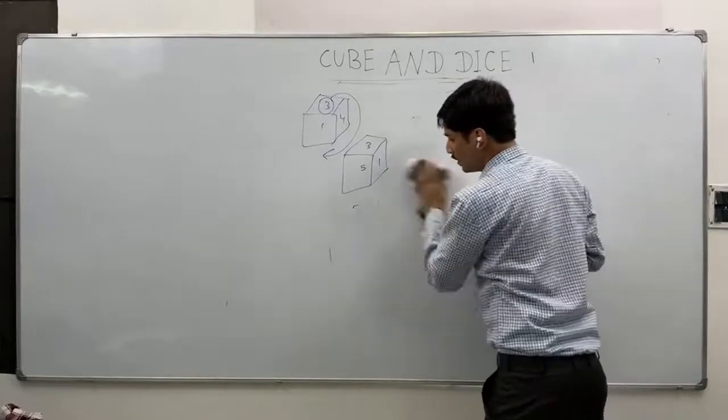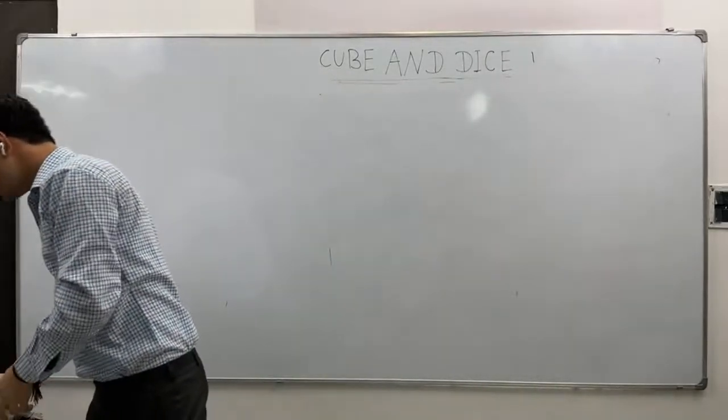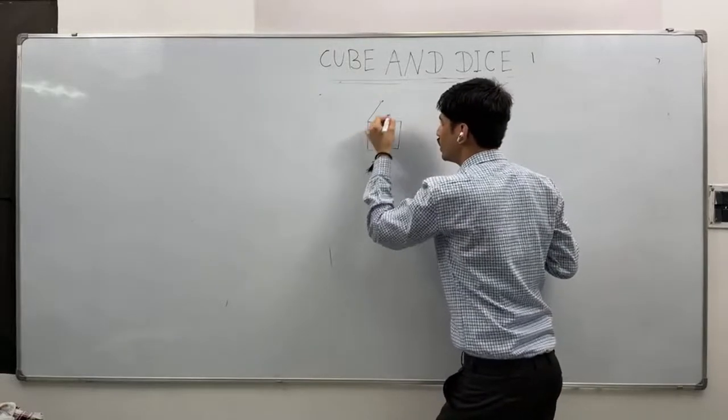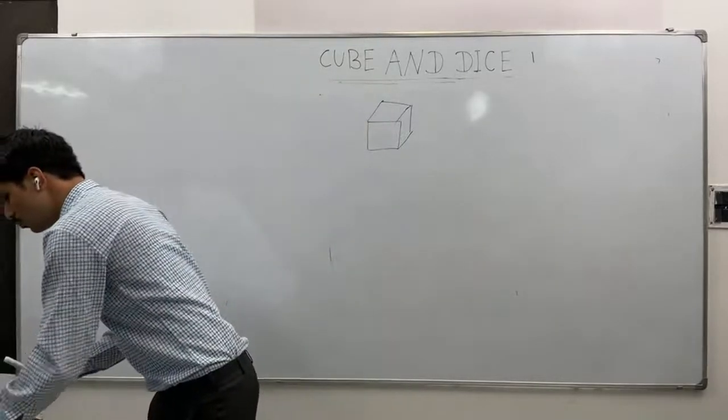Now we'll move to type 3, when 3 cubes are given. If 3 cubes are given, then what happens? Let me give you the question directly. You are shown the 3 faces. You are given the 3 dice, and then you have to tell.